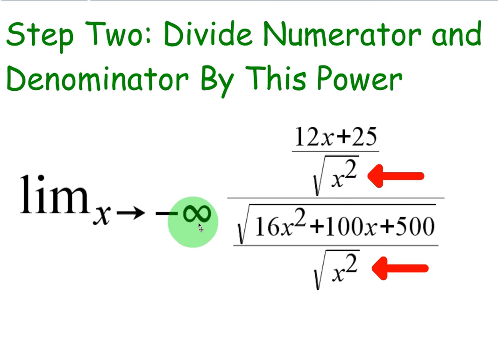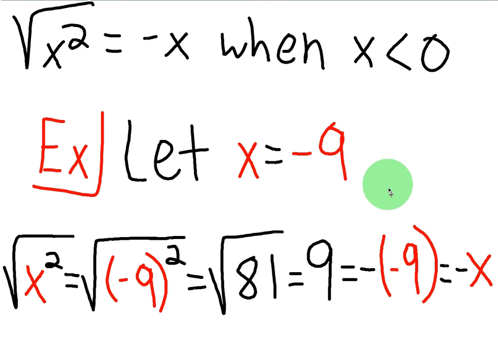So here's the thing, how do you simplify square root of x squared? For the longest time, even as a math teacher, I thought it was just x. But after doing some research, I realized that sometimes it simplifies to something else. Again, notice that x is approaching negative infinity, so our x values are going to be negative. The square root of x squared actually simplifies to negative x whenever x is less than 0. And here's why. Let's just choose a random number, x equals negative 9.